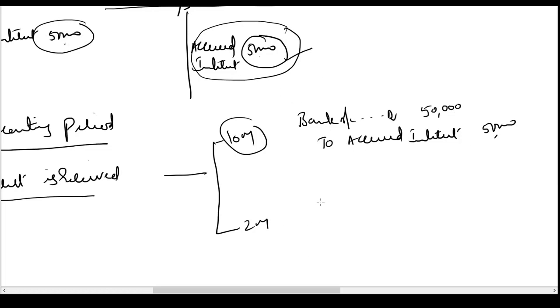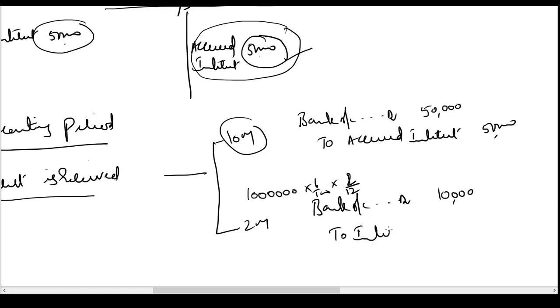And when I receive another 2 months of interest, I'll pass the entry: bank account debtor. It will be 10,000. If you want, you can check it here: 10 lakh into 6% into 2 months by 12 months. Now this is income for the current accounting period, so I'm going to credit interest income account directly. This is how I'll deal with this entry in the next accounting period.